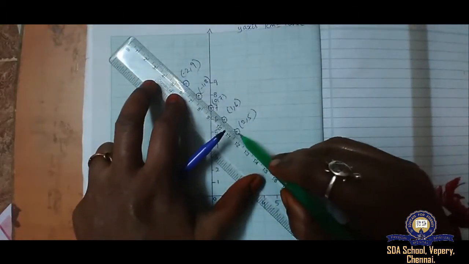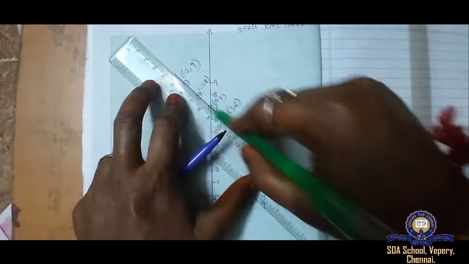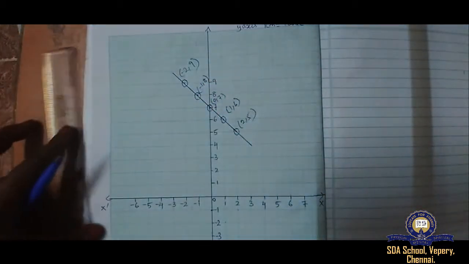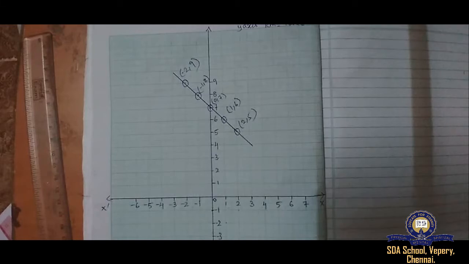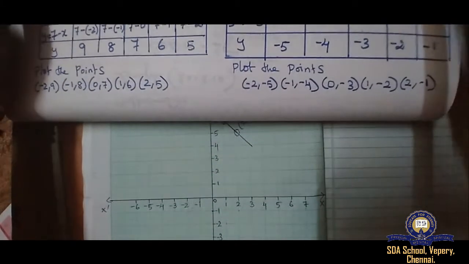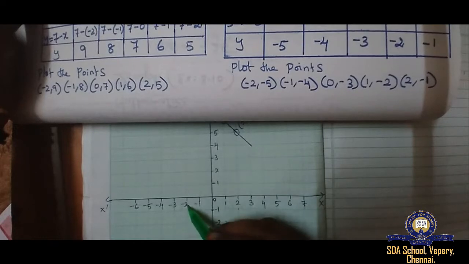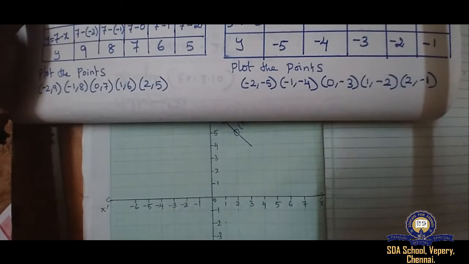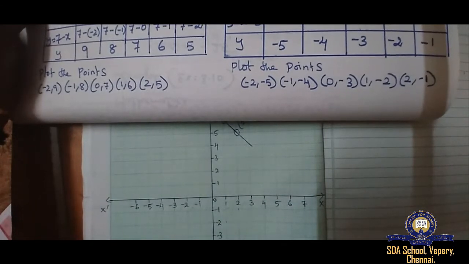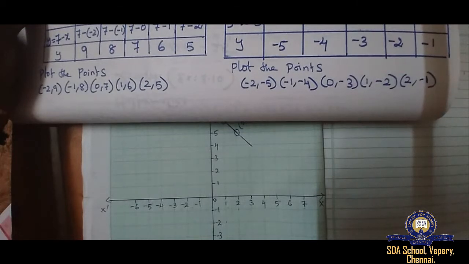First, join all the dots. Then go for the second tabular column. In the second tabular column, see, minus 2 comma minus 5. This is minus 2 and this is also negative. So minus 2 comma minus 5. Then minus 1 comma minus 4.